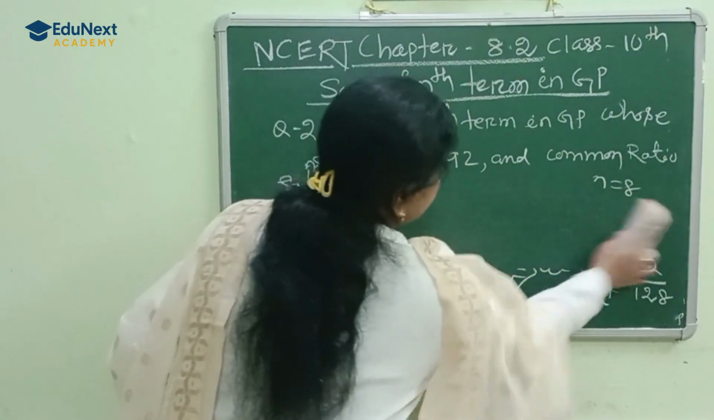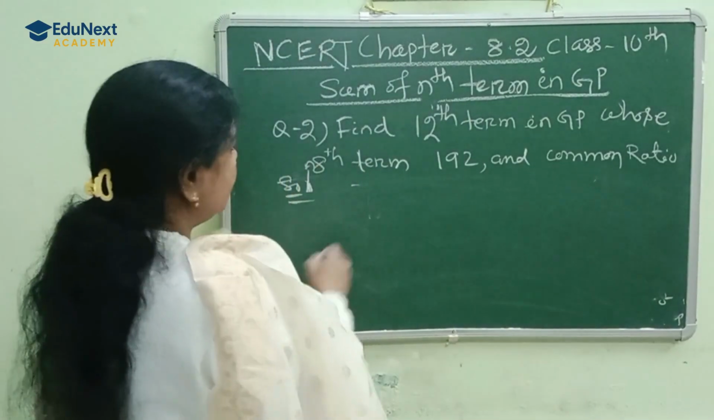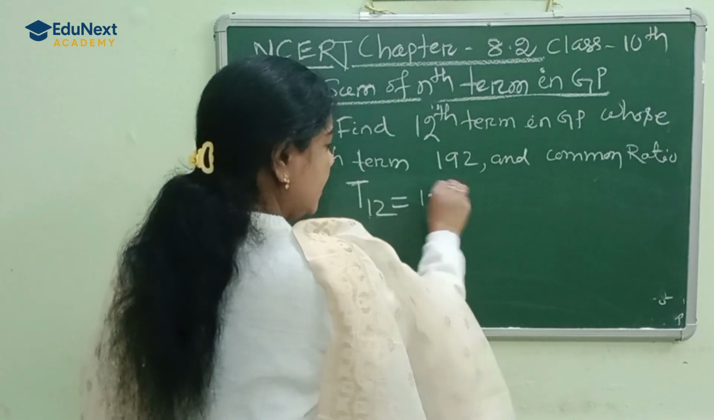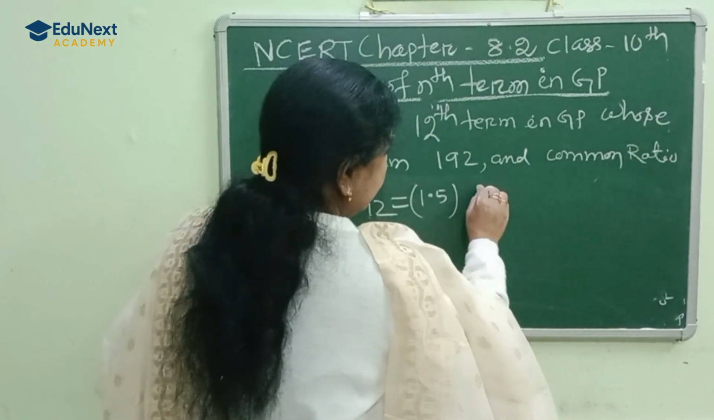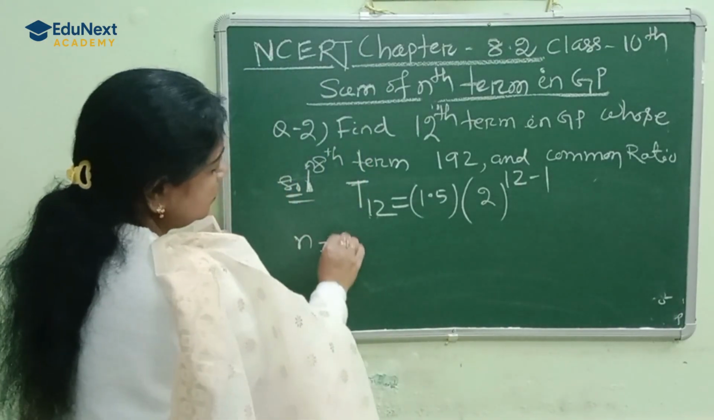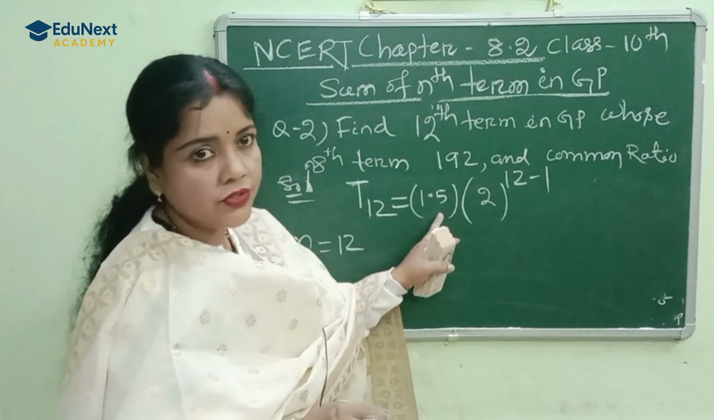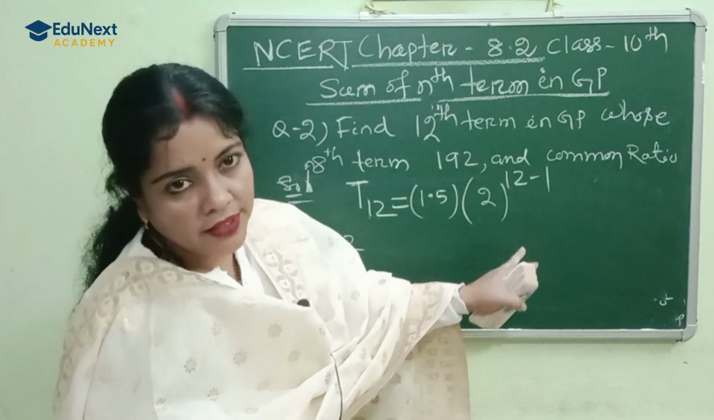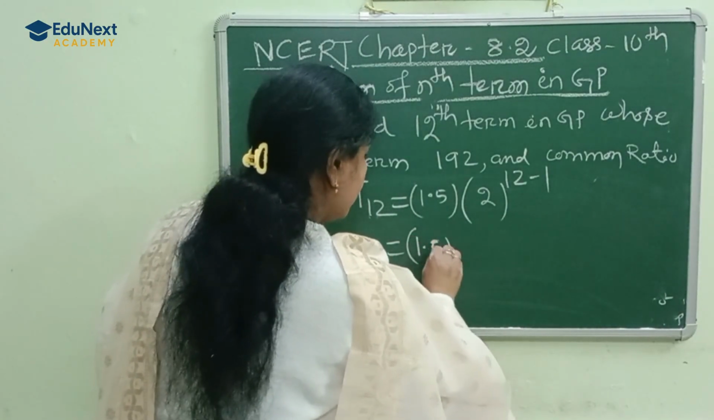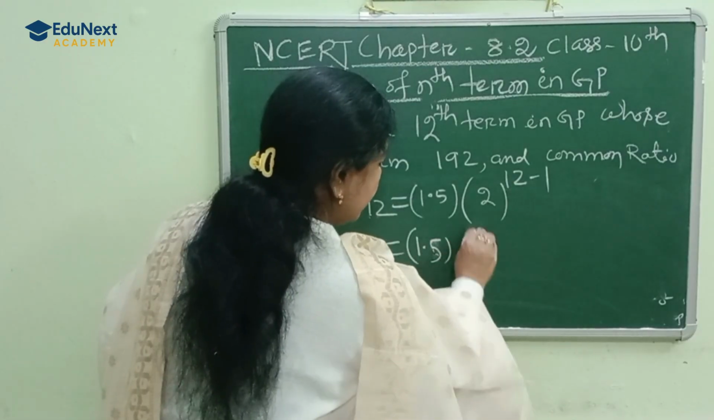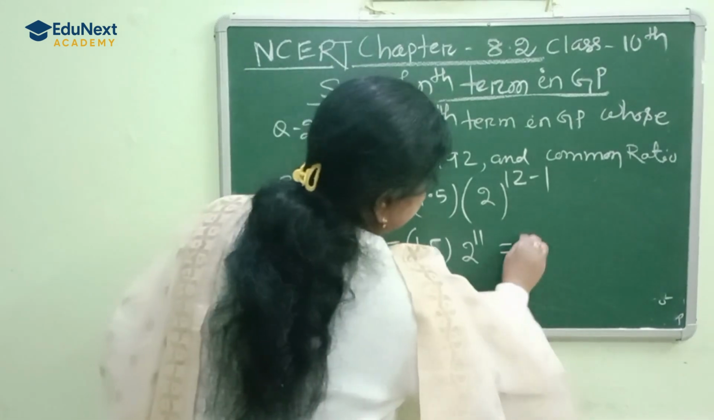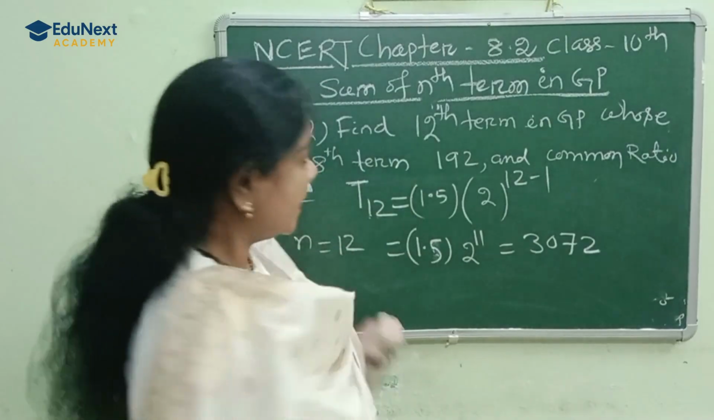So I have to find out T12. a is 1.5, I got it, right? r is already given, 2 to the power 12 minus 1, because n is 12. a I found out just before, r is given, and the 12th term is asked to find out. So 1.5 into 2 to the power 11. Now the final answer is 307. You know how to calculate.